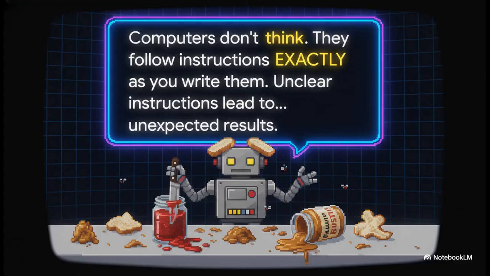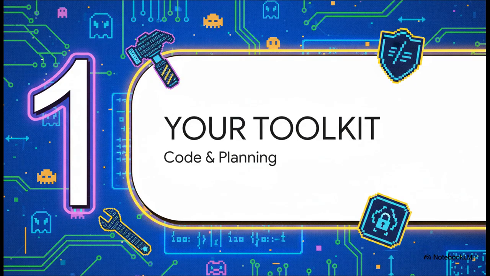Because here's the catch. Computers are amazingly fast, but they don't think for themselves. Not even a little. They follow your instructions exactly, literally, with zero imagination. So imagine you told a computer to make a peanut butter and jelly sandwich, but your instructions were kind of vague. You'd get a total mess, right? Like the knife's still in the jar, peanut butter on the ceiling, you get the idea. Precision is absolutely everything.